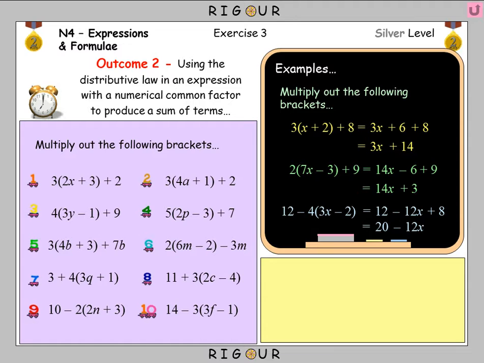So here's 10 for you to try. You're going to multiply the following brackets and simplify. And if you're working on these at home, pause the video now.